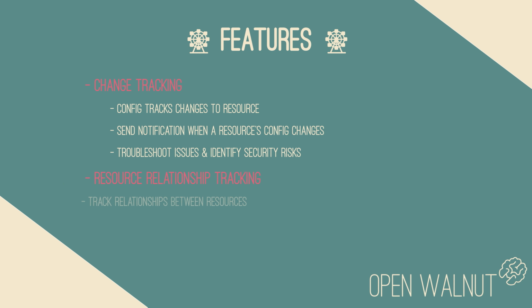The last feature we're going to discuss is resource relationship tracking. AWS Config allows you to track relationships between resources in your AWS environment.